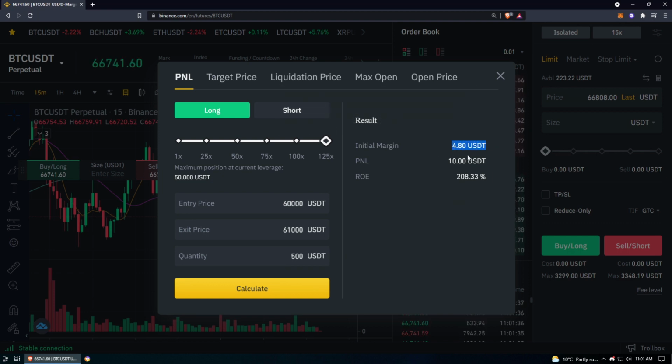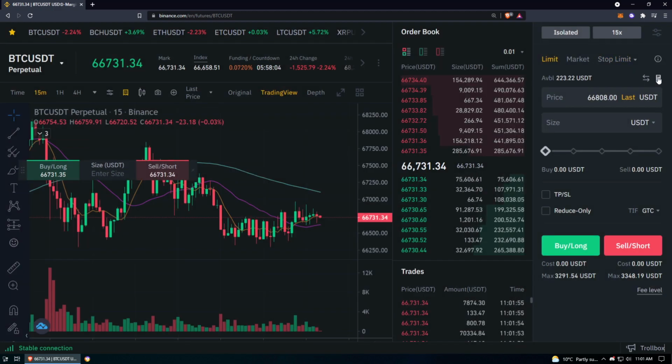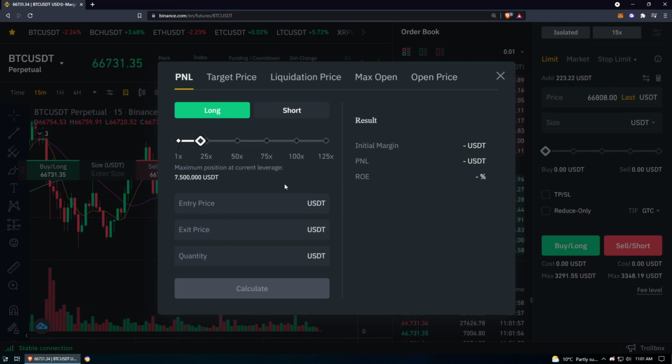For a little less than $5, you would have got $10, and that's 208%. If we were to put in more money though, so let's say for 400, you would have got 840, so that's 208%, but that's maximum leverage, and that's something I definitely do not recommend. So this is the calculator right here. You can always click on the calculator and try to calculate your profits or losses.